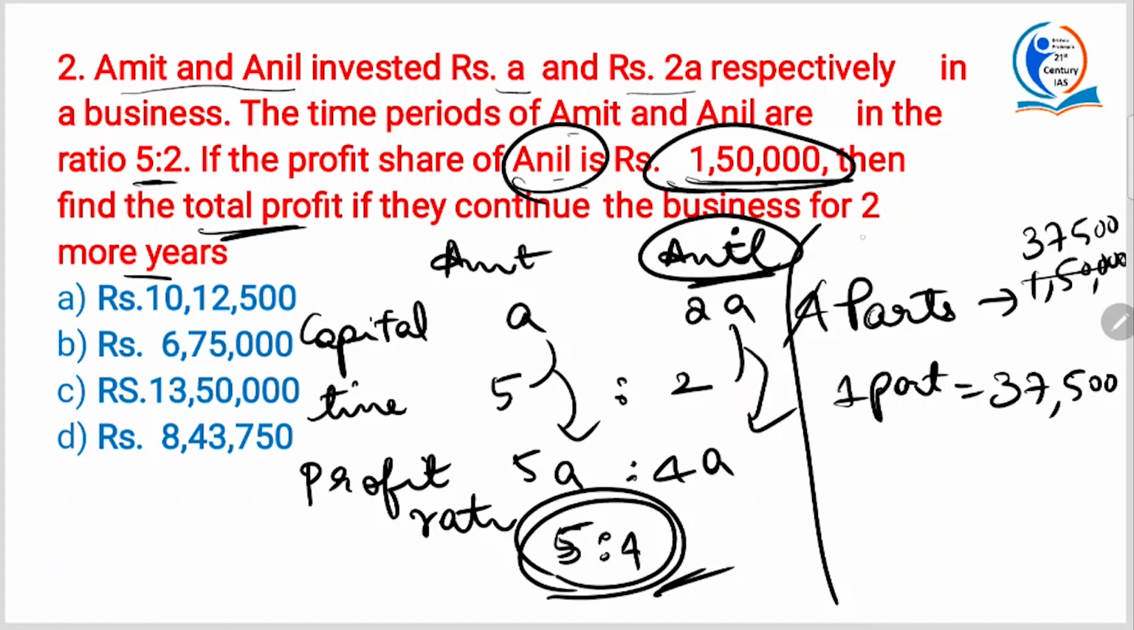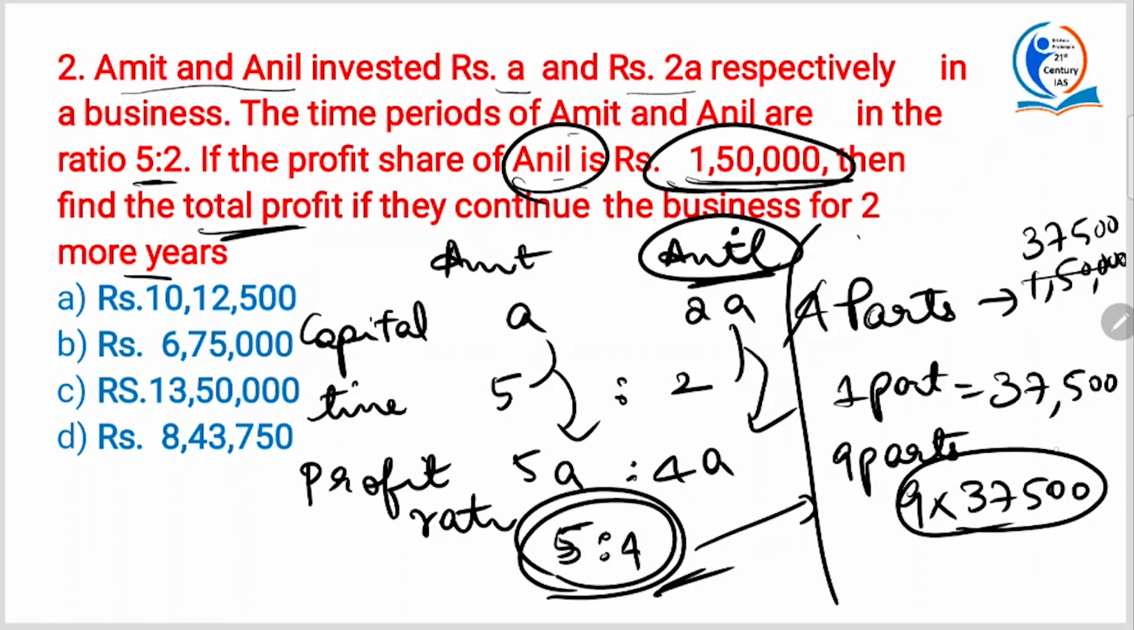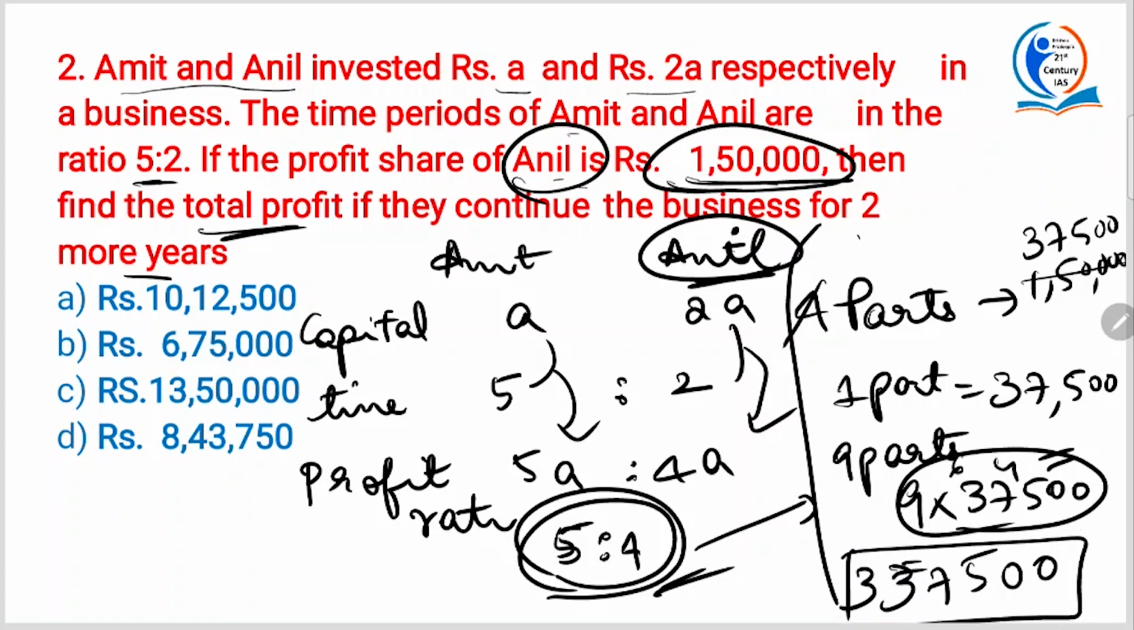Okay, first after 2 years. First we'll calculate it for 1 year. For 1 year it is 9 parts. Alright, so 9 into 37500 is the profit for 1 year. Alright, so how much is it? 0, 0, 9 5s are 45, 9 7s are 63, 63 plus 4 is 67. Okay, 27 plus 6 is 33. Okay, so this is the profit for 1 year.